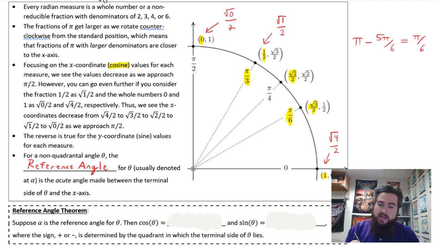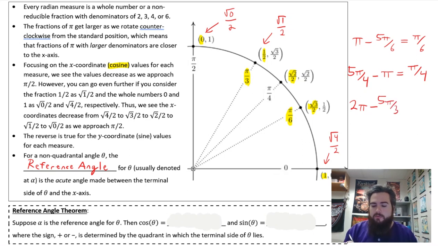Or, say one of the angle measures we had in quadrant 3, 5 pi over 4, the closest x-axis is also the negative x-axis, which is also represented as pi, and the distance to that is pi over 4. In quadrant 4, one of the angle measures we had was 5 pi over 3. 5 pi over 3 is closest to the positive x-axis, which you can represent as 2 pi. And if you subtract 5 pi over 3 from that, you will just get pi over 3.